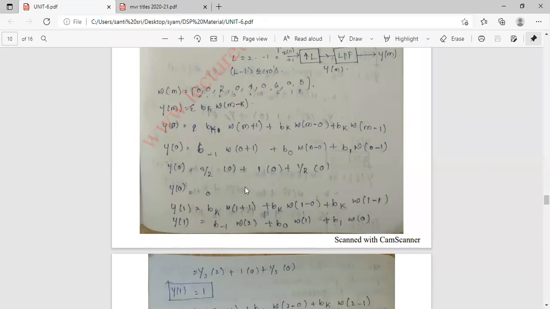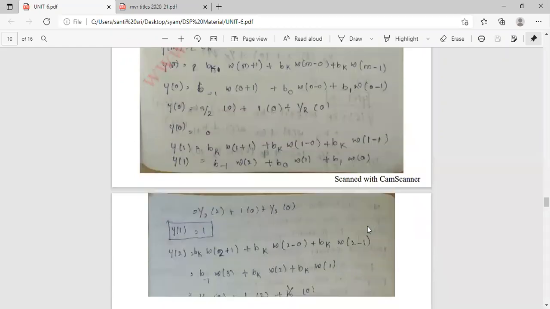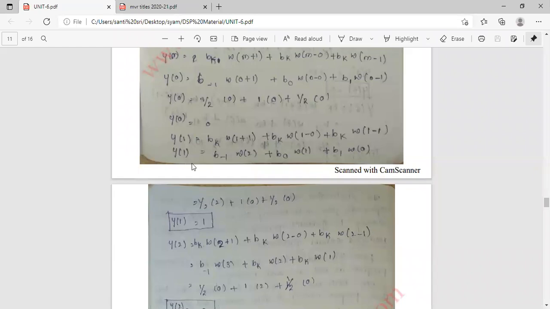So here m value is changing. Here m is 1, 1 plus 1, w of 2. 1 minus 0, that is 1. 1 minus 1, that is 0. So these b minus 1, b0, b1 values will not change. Only these two w values will change. Okay, that depends upon the value of m. So y of 1 is 1.